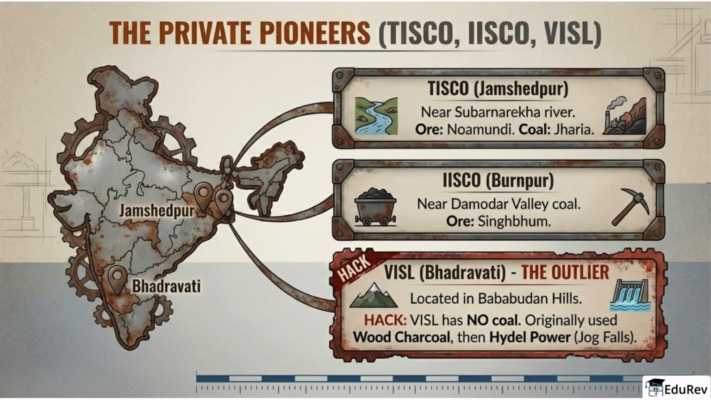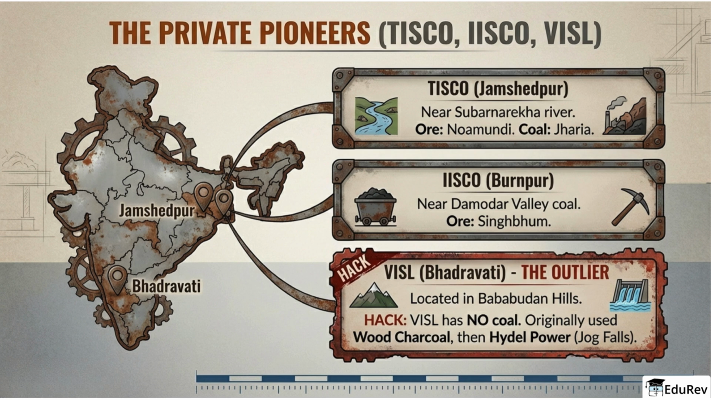Now let's go to the private pioneers of Indian steel. TISCO, ISCO and VISL. TISCO at Jamshedpur was strategically placed near the Subarnarekha river. Its iron ore came from Noamundi and its coal came from Jharia. ISCO at Burnpur was located near the Damodar Valley coal belt and its ore came from Singhbhum. Then comes VISL at Bhadravati. And this is the outlier you must remember. Why? Because VISL did not begin with coking coal in the normal way. It originally used wood charcoal and later shifted to hydel power from Jog Falls.